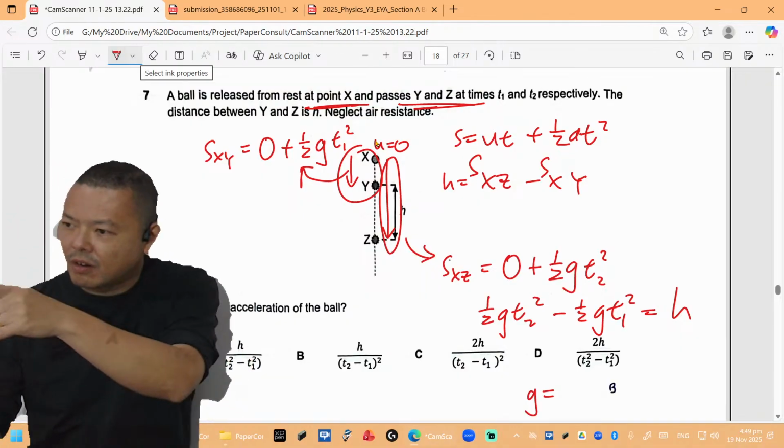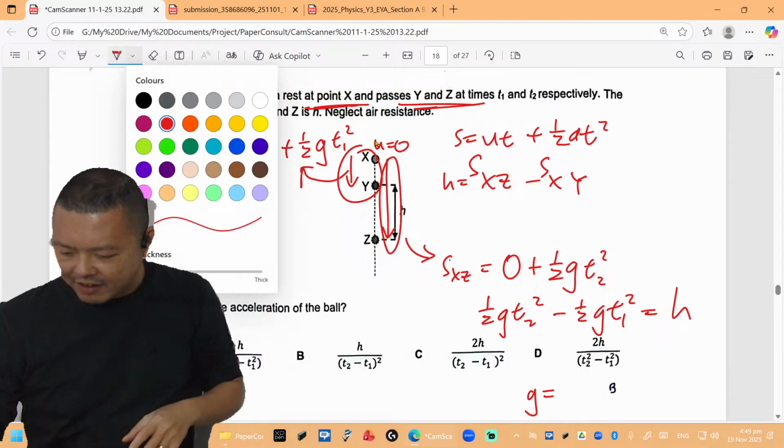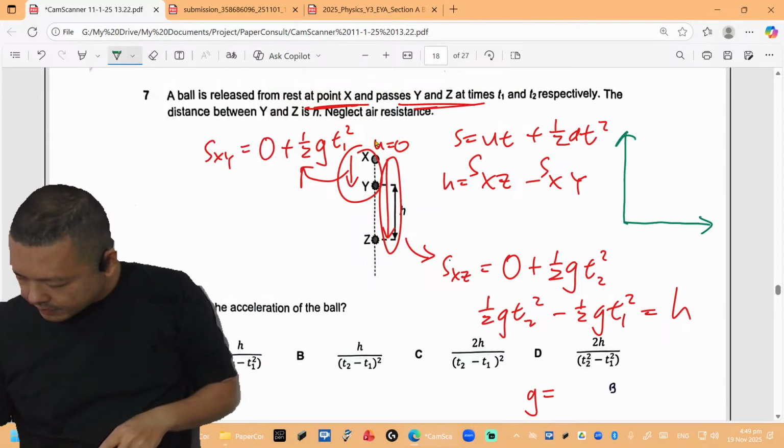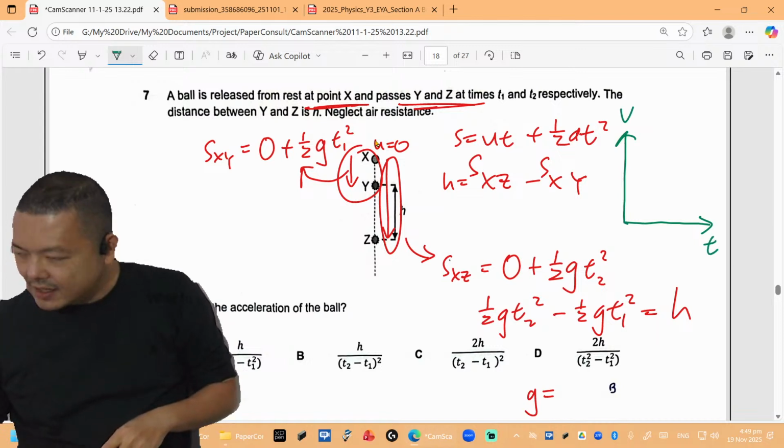Okay? So graph method, let's try. How about the graph method? Let's see. So the graph method will be v-t.